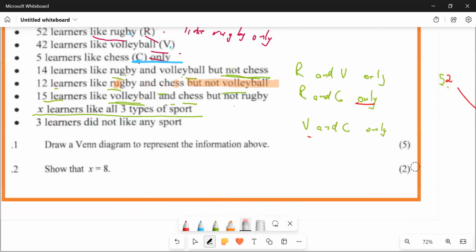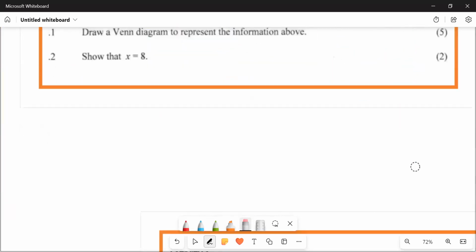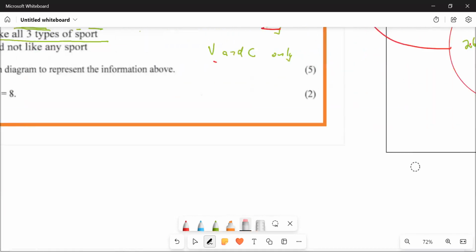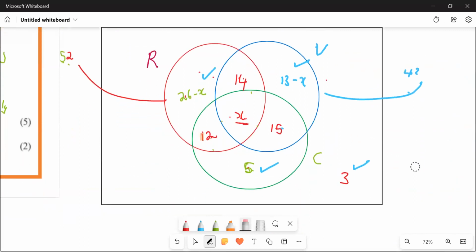Let's go to number 2 then. On number 2, they say show which x is 8. How would you show that x is 8? You add all of them, they're supposed to give us what? 8. Yeah, and then you tell them, if I add this one plus this one plus this one plus this one plus this one plus this one plus this one, they're supposed to give us what? 8. Personally, this is how I like to do it.